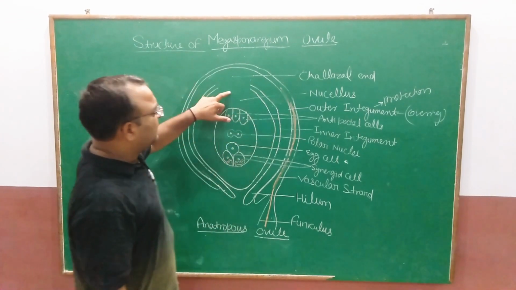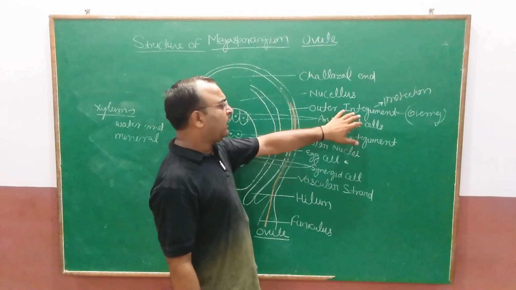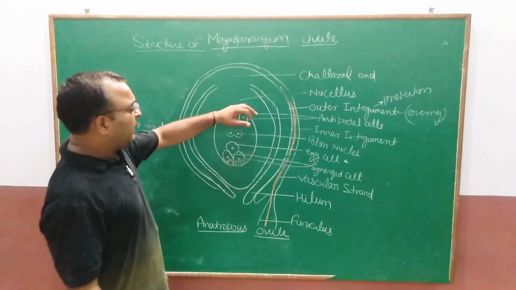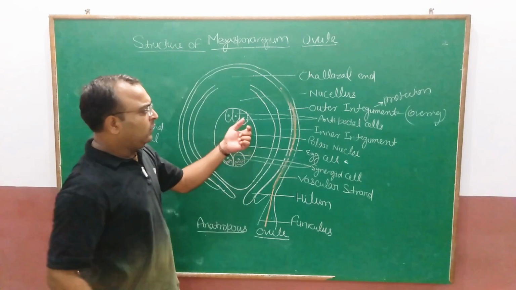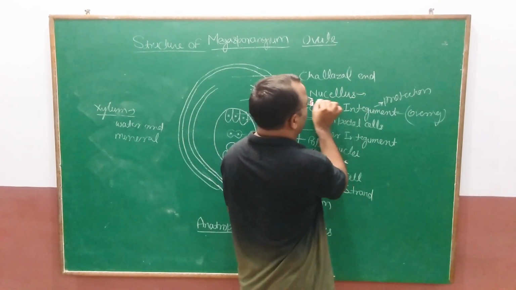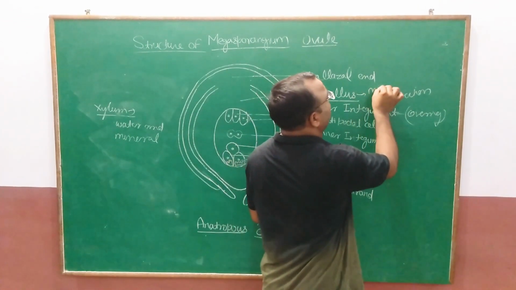Apart from these integuments, inside the inner integument the nucellus is present. So what is the nucellus? The nucellus cells are multinucleated.